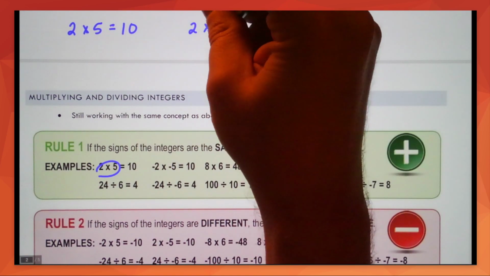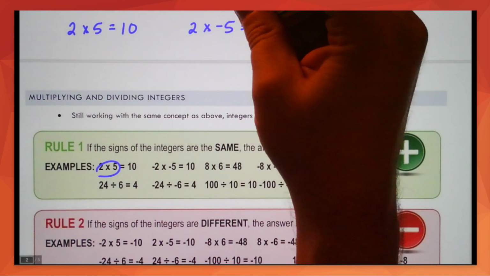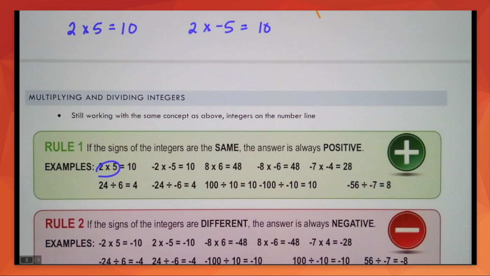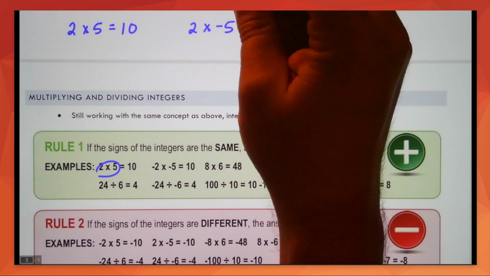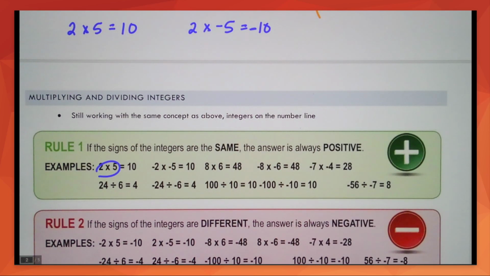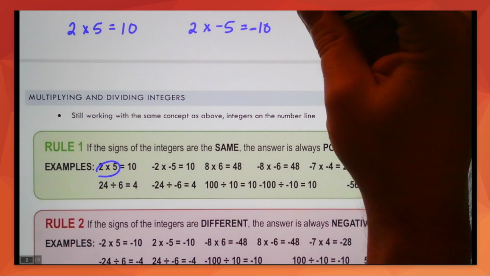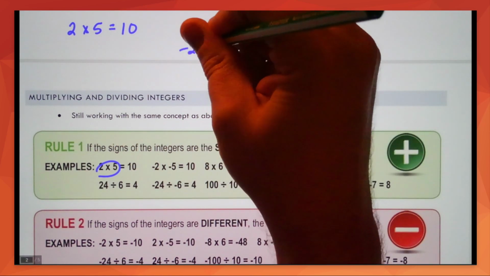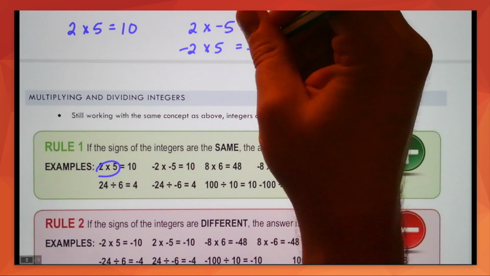2 times negative 5, so I have 1 positive and 1 negative. The answer is still going to be 10, right? The actual quantities of these numbers are not changing. You still have 2 of something and 5 of something, and you're multiplying them. The result is going to be the same, except when you have 1 negative and 1 positive, the answer becomes negative. It's sort of like it taints the whole problem, makes it negative, okay? Then you can have negative 2 times positive 5. Same thing, 1 negative, 1 positive, your answer is negative 10.